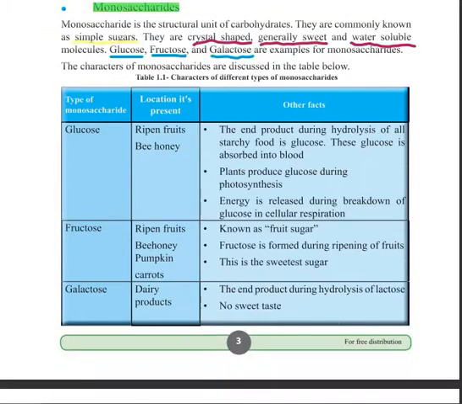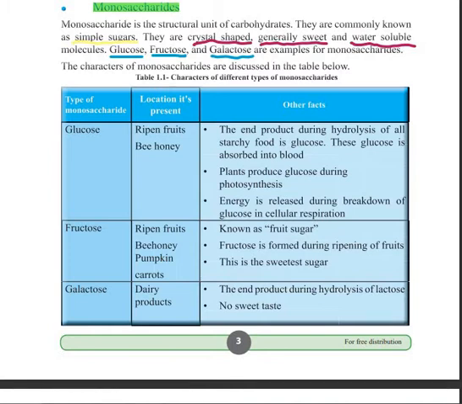Okay? Students, now see, monosaccharide is the structural unit of carbohydrates. They are commonly known as simple sugars. Monosaccharides are crystal shaped, generally sweet and water soluble molecules. Glucose, fructose and galactose.